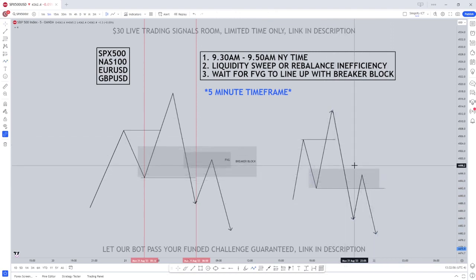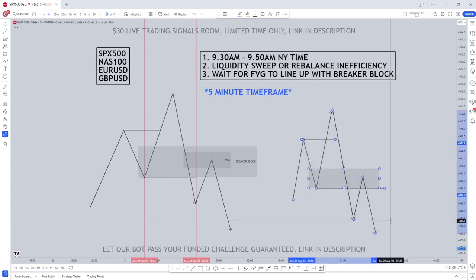I'm going to do a full video going in depth on the breaker block, but for now all you need to know is what a valid breaker block is. So let's get into the strategy and the rules for the strategy alone.